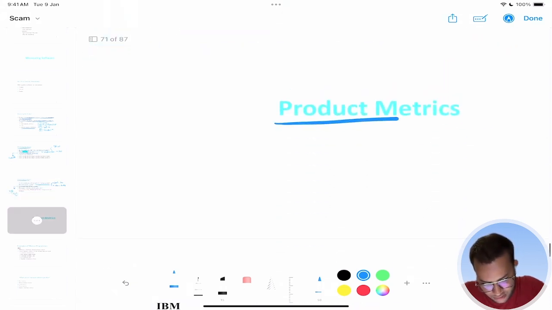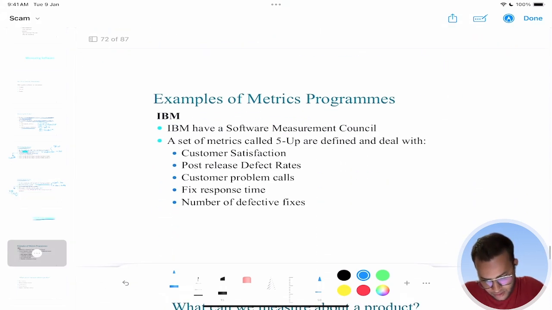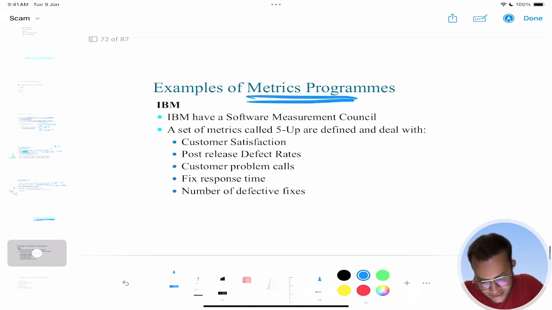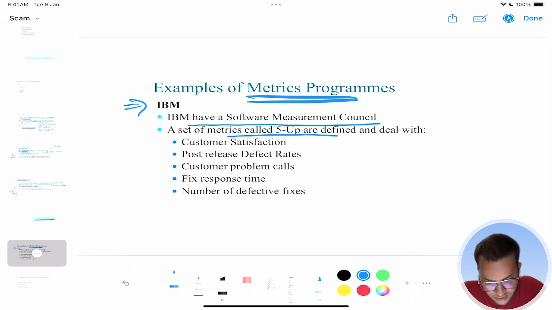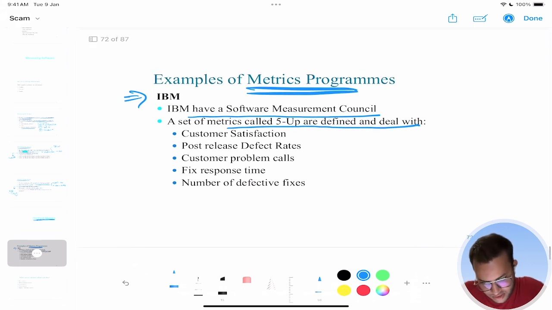Now, the first part, product metrics. Examples of metrics, this is basically an example of product metrics. Now we have a well-known company, IBM. IBM has a software requirement council. It has a set of metrics called the 5 that are defined and deal with, first, customer satisfaction. They focus on customer satisfaction, whether the customer is satisfied with the product or not.